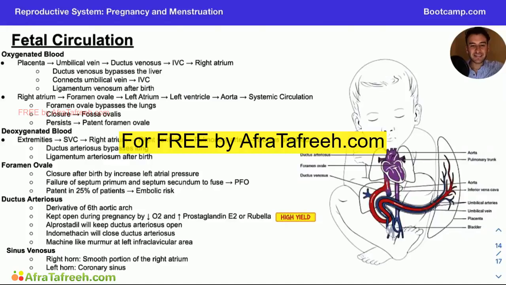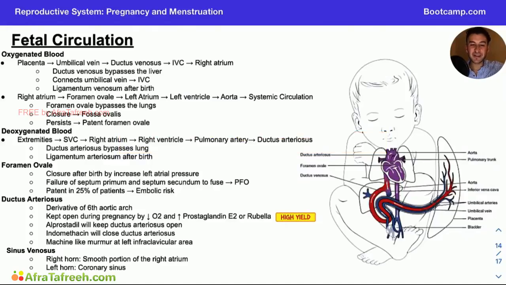Alright guys, let's get busy talking about fetal circulation. We're going to start by talking about the path of oxygenated blood and deoxygenated blood through the fetal circulation and talk about some special vascular connections that are unique to fetal circulation. And then we're going to move on to talk about each of these special vascular connections and the high yield details that they like to ask about these vascular connections on the Step 1 exam.